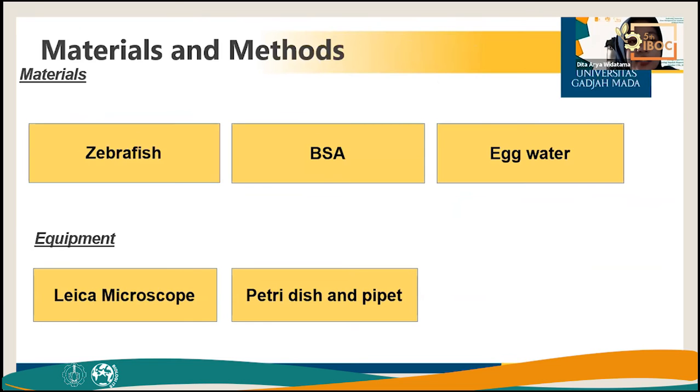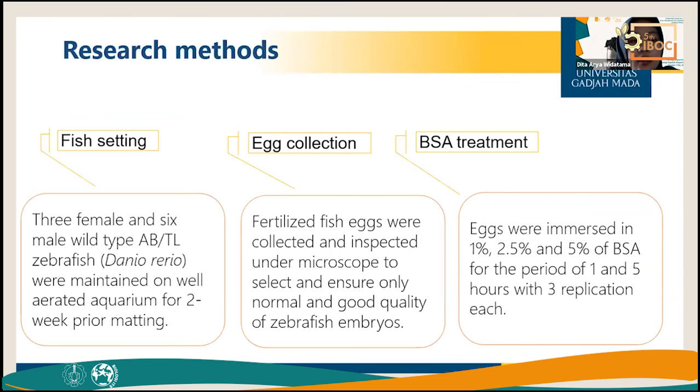My material and method. The materials are zebrafish, BSA or bovine serum albumin, and egg water, and the equipment is a microscope, petri dish and pipette. There are 3 steps in my research. The first is fish setting: 3 female and 6 male wild type zebrafish were maintained in a well-aerated aquarium for 2 weeks prior to mating. Then egg collecting: fertilized fish eggs were collected and inspected under a microscope to select and ensure only normal and good quality zebrafish eggs.